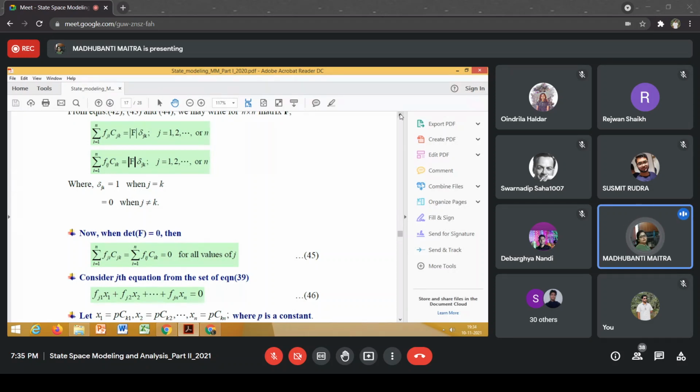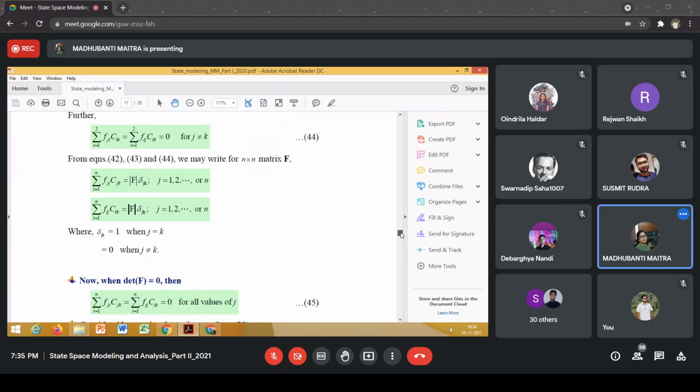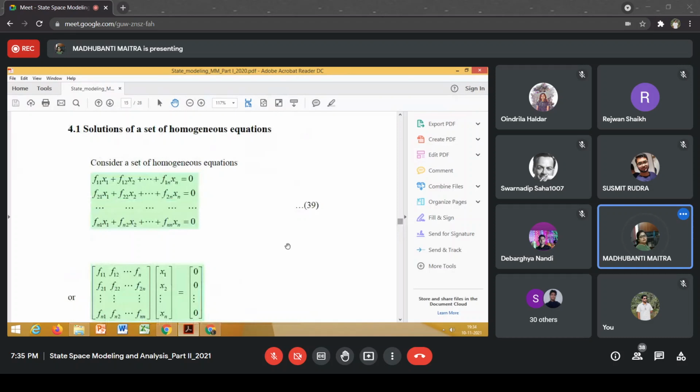So let us consider the jth equation. So the jth equation will be Fj1 x1 plus Fj2 x2 plus dot dot dot Fjn xn.